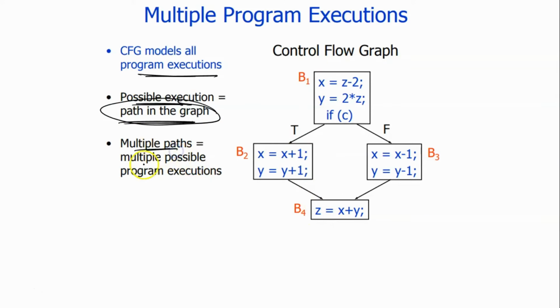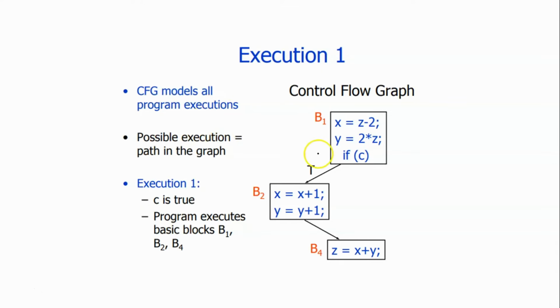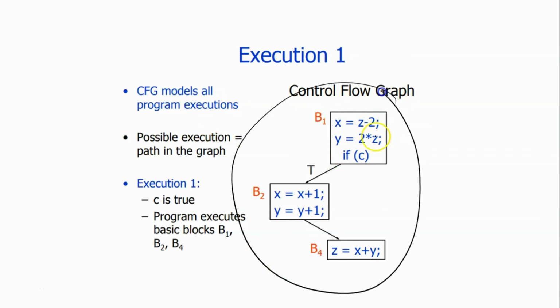Multiple paths, multiple possible program executions, because you can see this and this. So multiple paths are there, so you can have multiple executions. This is one possible execution: C becomes true, then this will be the path. The program executes basic blocks B1, B2, B4. This is another possible execution: if the condition becomes false, then this is another possible execution.